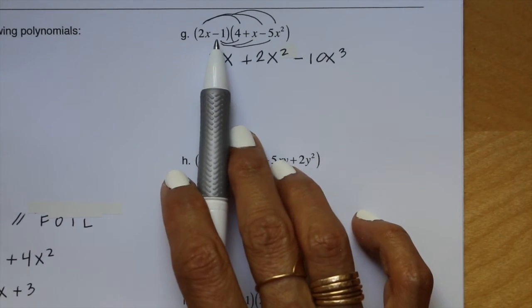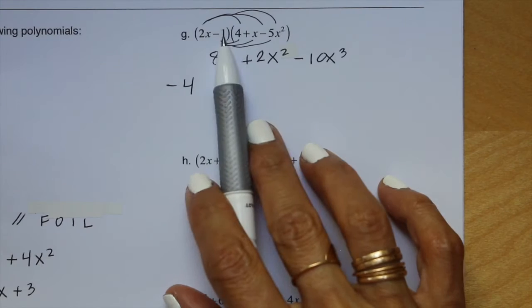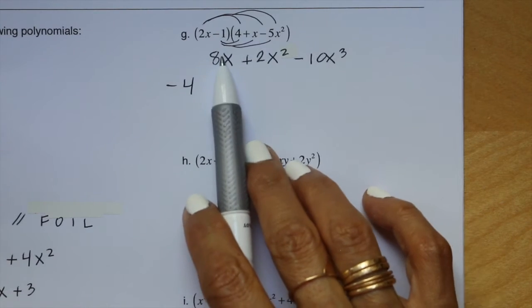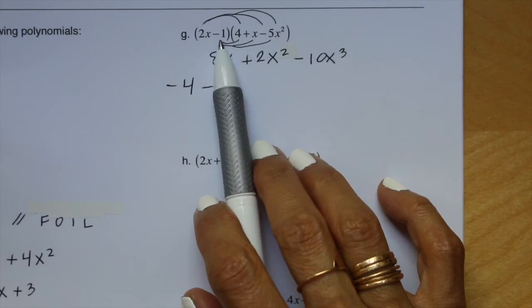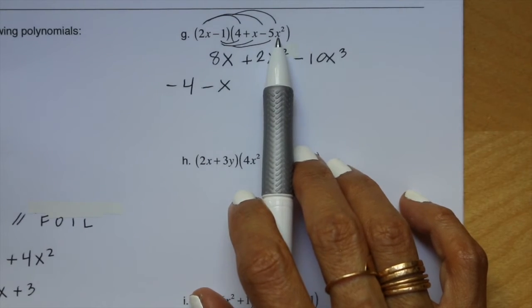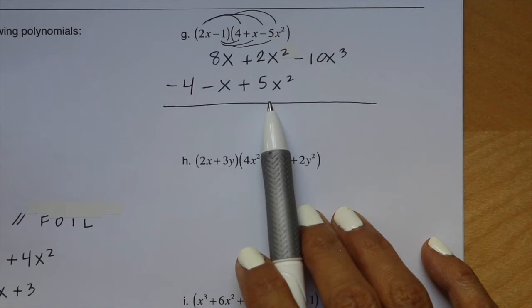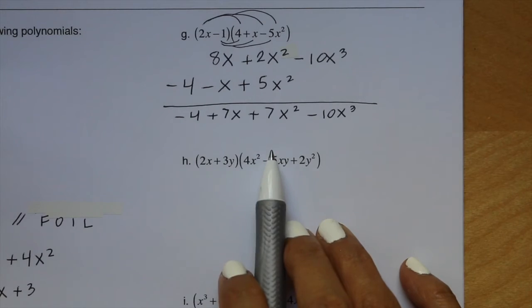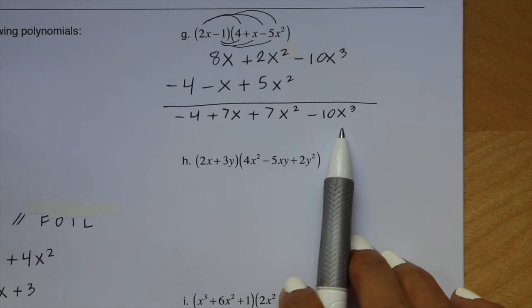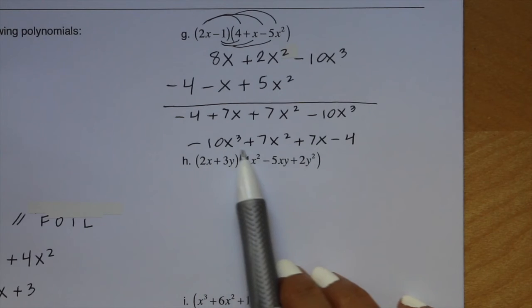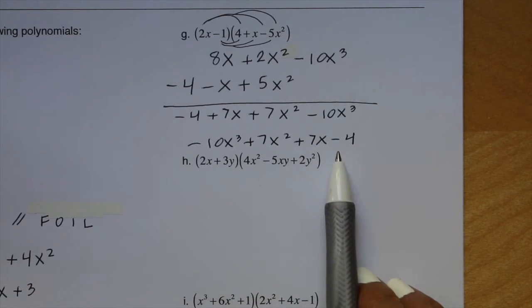So negative 1 times 4 makes negative 4. Negative 1 times x makes negative x. I'm going to put it underneath this 8x. And negative 1 times negative 5x squared makes positive 5x squared. Next, we're going to combine like terms going down. And the very last step is we're going to rewrite this in standard form. So you get negative 10x cubed plus 7x squared plus 7x minus 4.